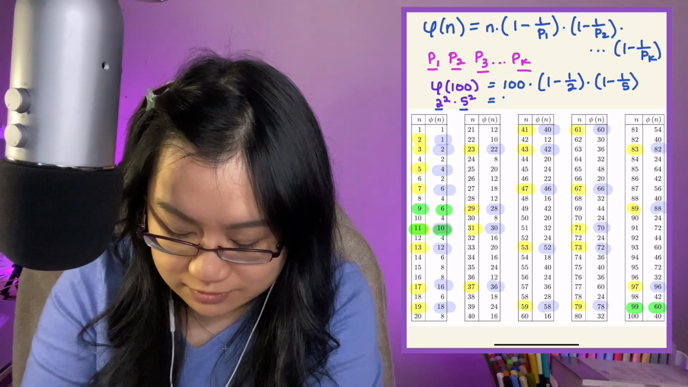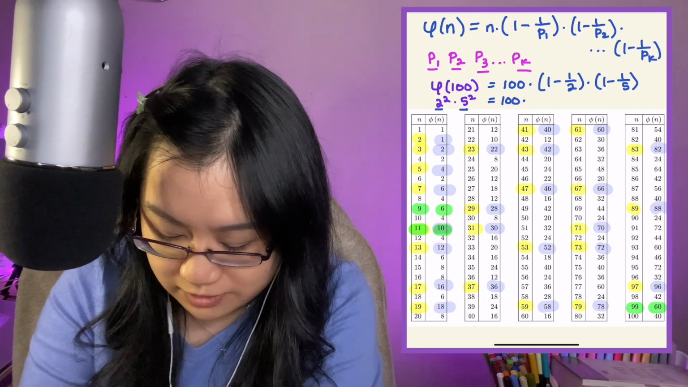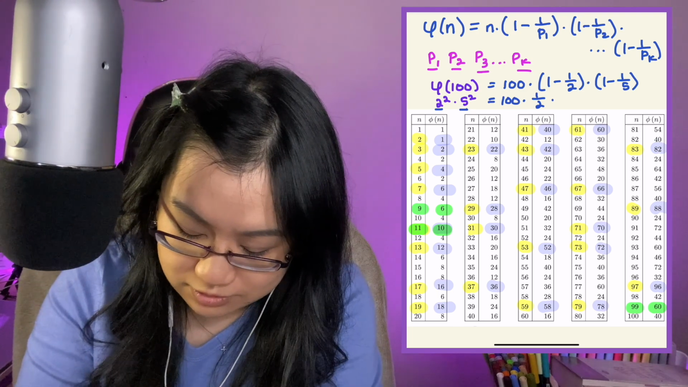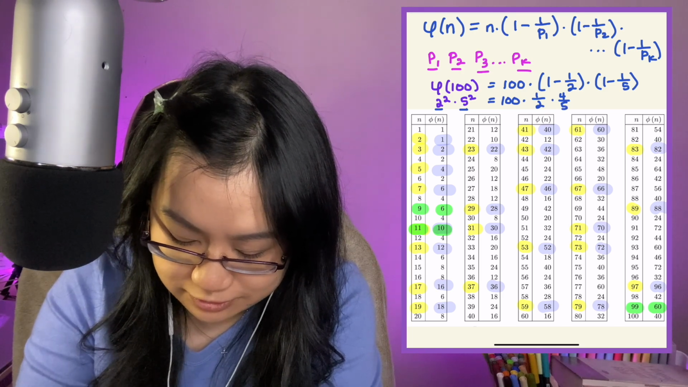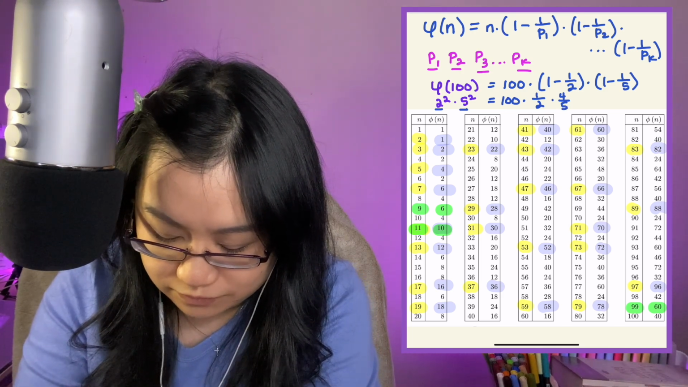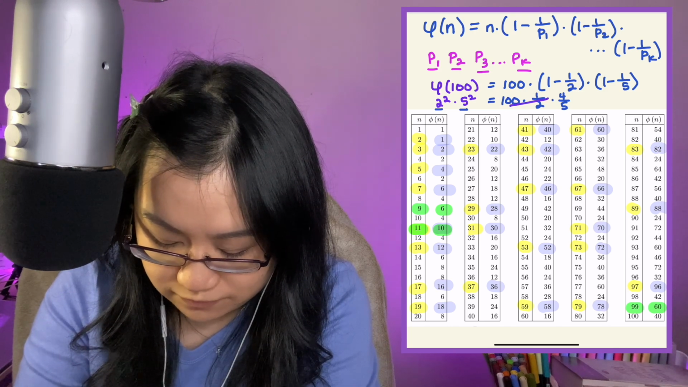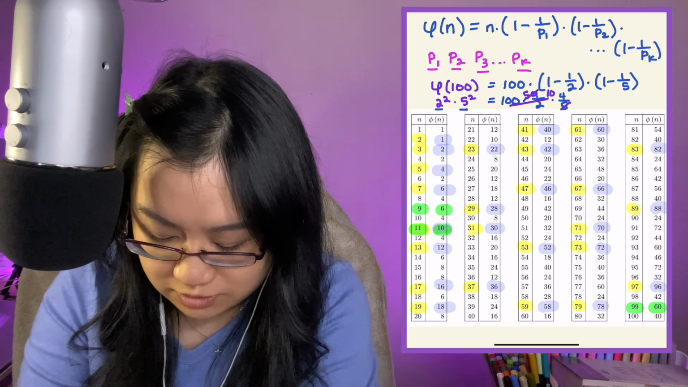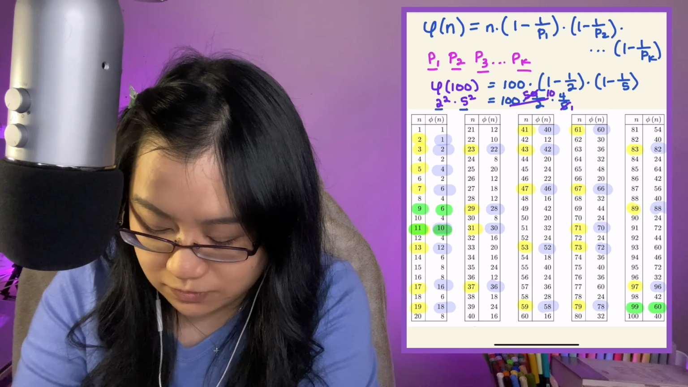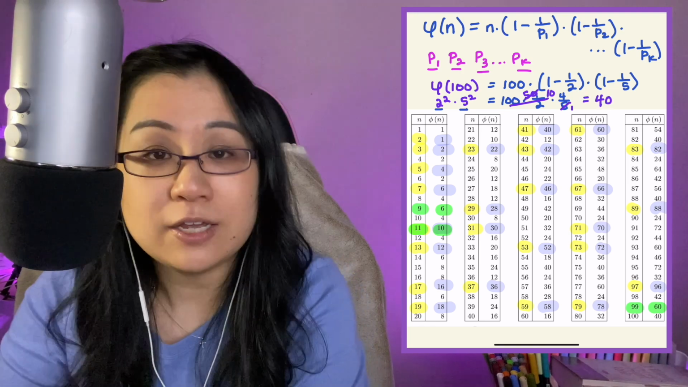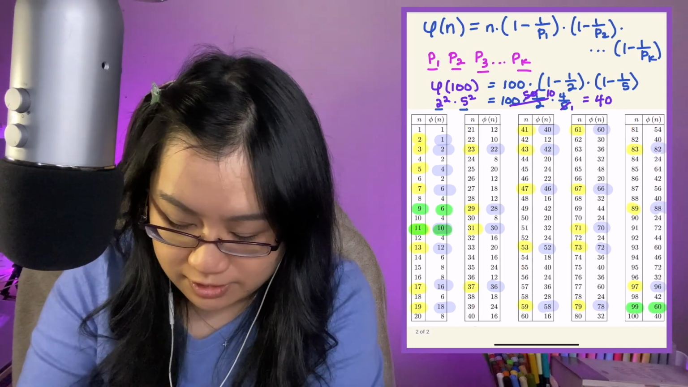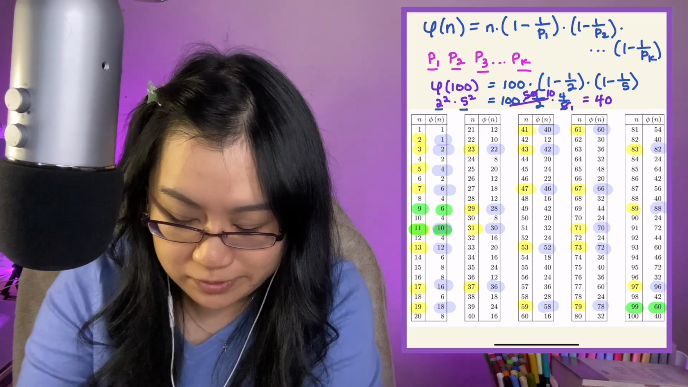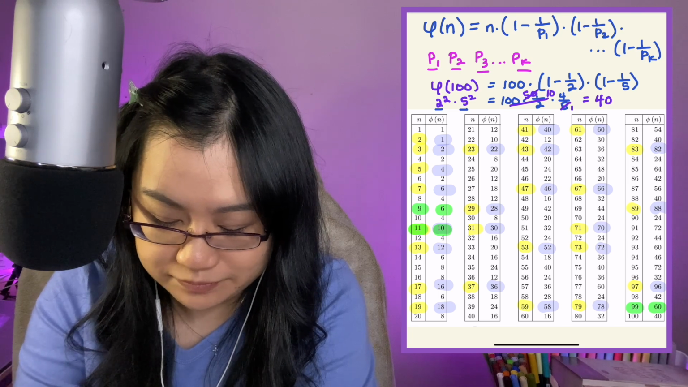So let's calculate it out. 100 times 1 minus 1 half is 1 half. Times 1 minus 1/5 is 4/5. You just have to be comfortable with some fractions here. No big deal. Half of 100 is 50, so that all goes away to 50. And 50 times 4/5, you cancel that. So you have 10 up on the top, 1 on the bottom. So 10 times 4 is 40. So phi of 100 should be 40. And indeed, it is. So this formula works for any n value.